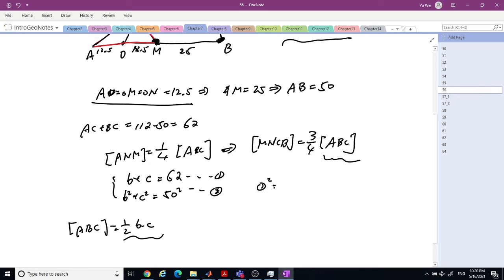So squaring 1, b plus c squared is equal to 62 squared, which is b squared plus c squared plus 2bc. Then we have 50 squared as b squared plus c squared. Now we can solve bc. So b times c is 3 times 112, okay?